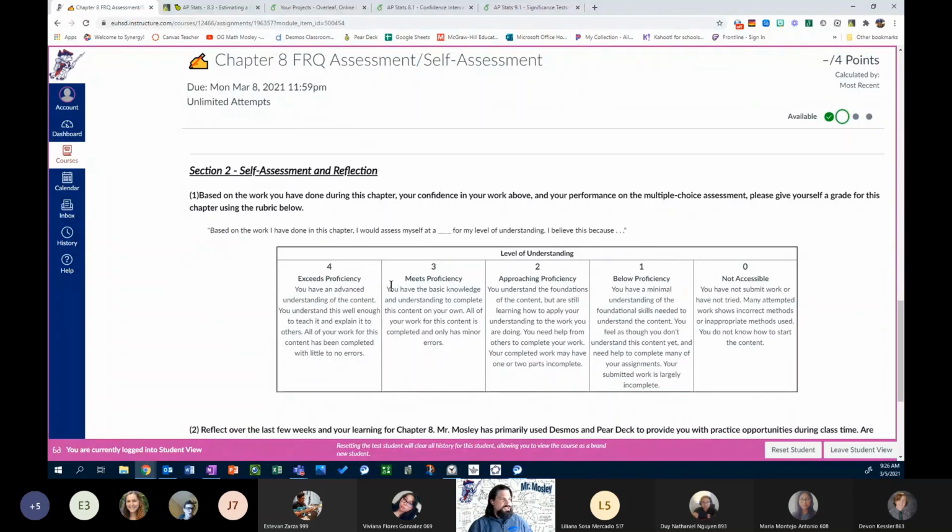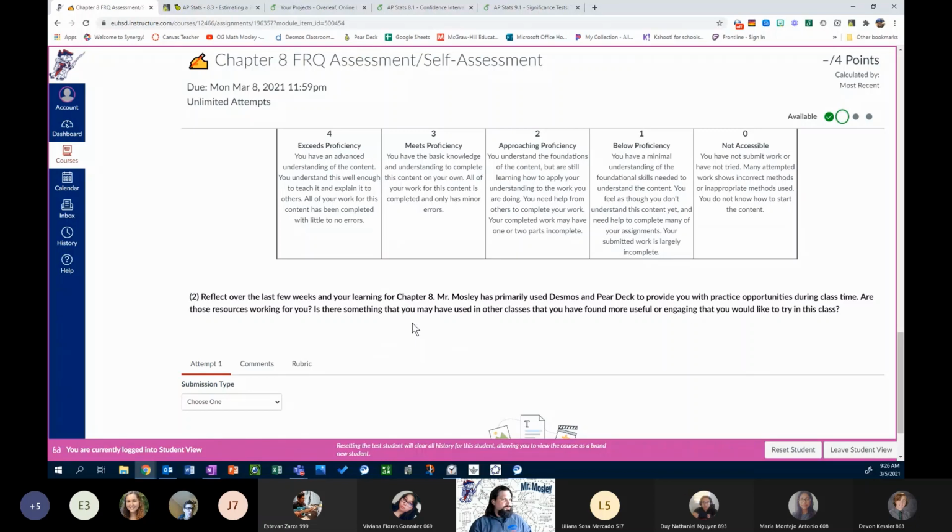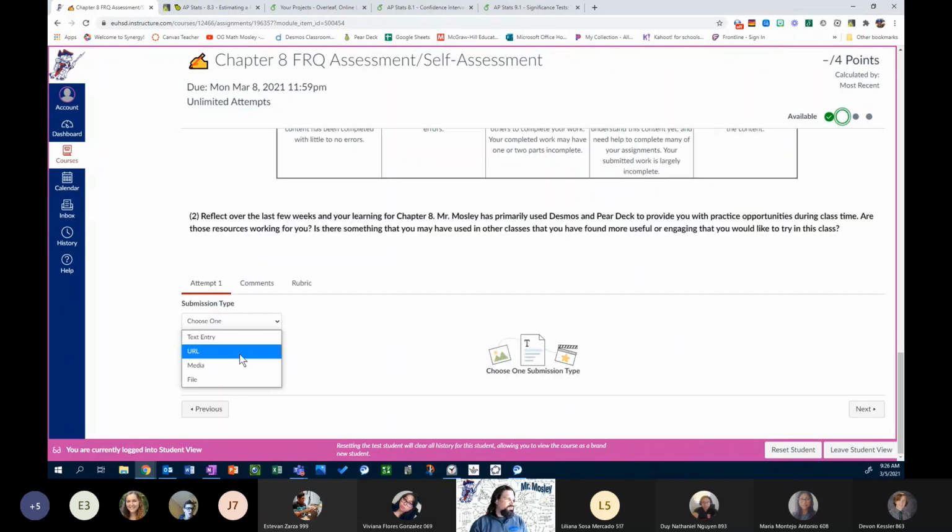And then we have our self-assessment, which this first part looks the same. Choose your level of understanding based on the work you've done in this chapter. And then we have a reflection question. It is different than the previous questions. I'm trying to do different questions each time. So please answer the reflection question. And that's it. You have all the different types of submission types available. You can do the text entry, upload a URL, media file, or just a regular file. That's up to you how you want to submit.